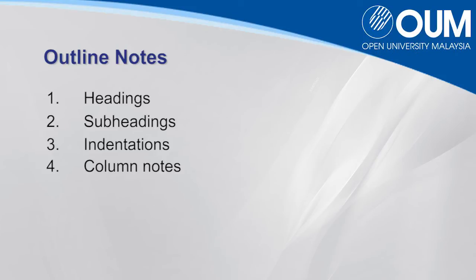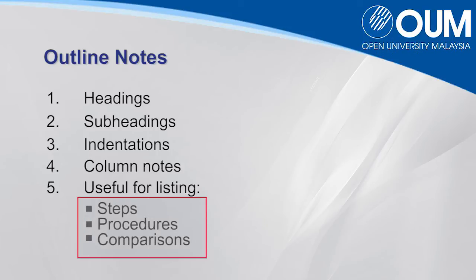These column notes are most useful when you're making notes of scientific processes and numbers and so on and so forth. Also useful are notating steps, procedures, and making comparisons between information on the page.